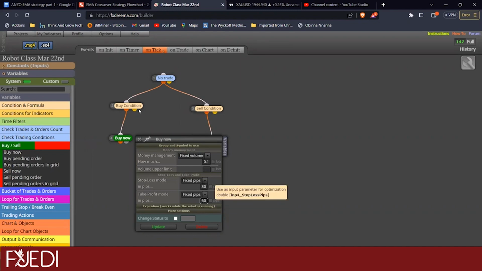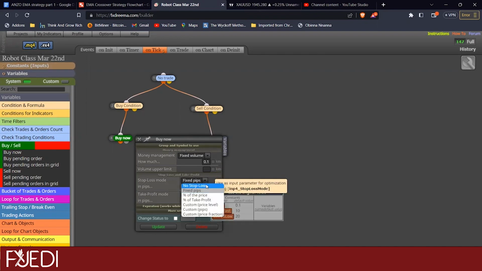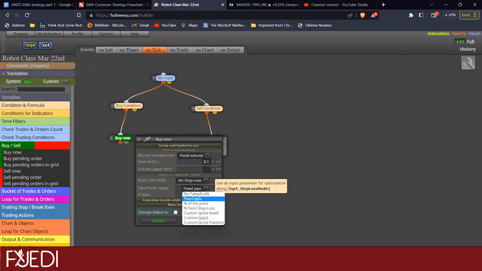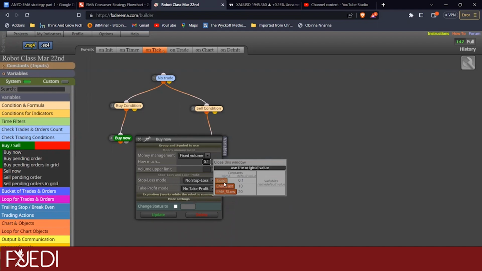So just the same way we did the EMA fast and the EMA slow, if you are building an EA that uses stop loss, you can define the stop loss in the constant here and then just reference it here. But we're not using a stop loss, so we'll just select no stop loss and no take profits. And then for our lots, remember we defined that, so we just select our lots and we click on update.